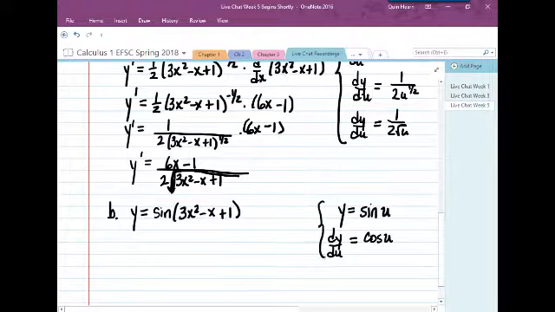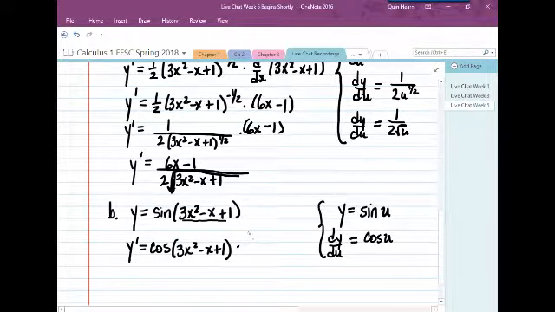Alright, so what do we do when we have something other than a single variable inside here? We're going to pretend it was just a single variable, but keep it there, and then compensate by multiplying by the derivative of the inner part of the function. So our derivative is going to be the cosine of, and then we keep that the same, 3x squared minus x plus 1, times, since it wasn't just an x or just a u, the derivative of 3x squared minus x plus 1.